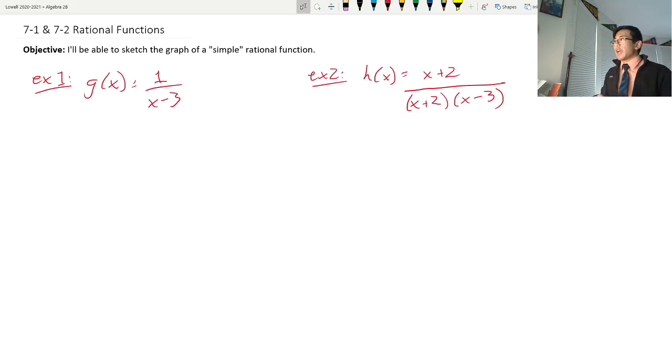Welcome back, folks. So as promised, we're going to take a look at two rational functions here, and depending on the length of the video, we might have to split this one up into two shorter videos. But our goal here is to just sketch what these graphs look like.